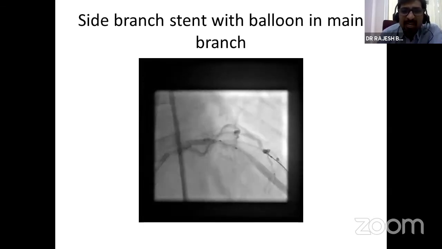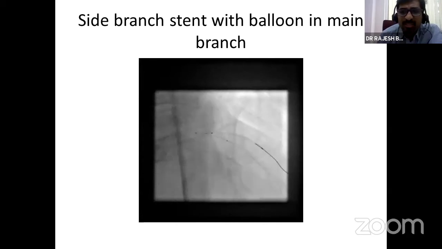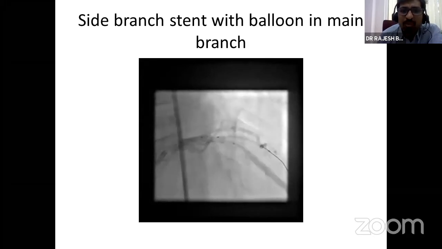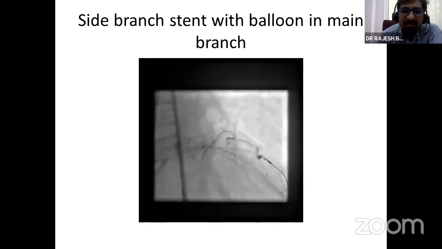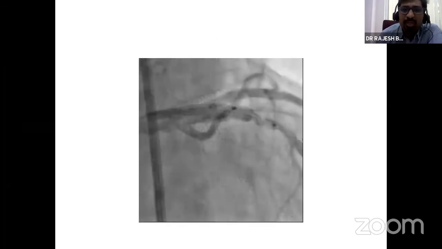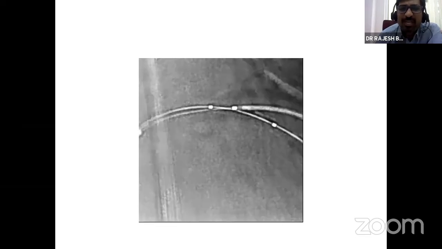And here we had a little modification because it was a 6 French system. We took a balloon in the main branch. We kept the balloon and we took a stent, 2.5 by 24 millimeter drug eluting stent. And with a stent boost, we wanted to be sure that the diagonal ostium is very well covered. We can see almost 2 millimeters of the stent before the bifurcation, within the lumen.